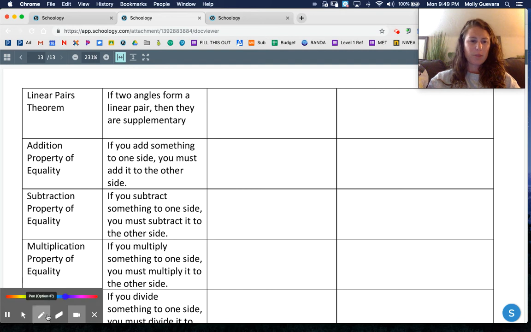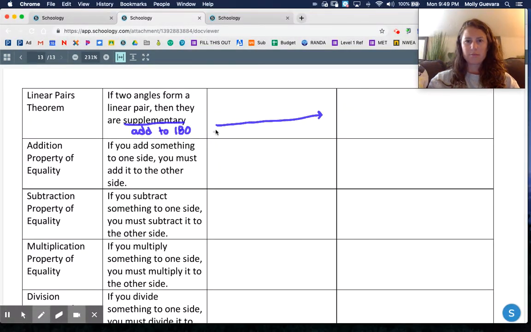These probably should have been flipped, but that's okay. This says linear pairs theorem: if two angles form a linear pair, then they are supplementary. Again, remember that supplementary means you add to 180. Okay? So if two angles form a linear pair, then they are supplementary. So let's draw 180 degrees. It's not totally horizontal, but it's still 180 degrees, right? And I'm just going to draw a random line coming up, and I'm going to call this one angle 2.